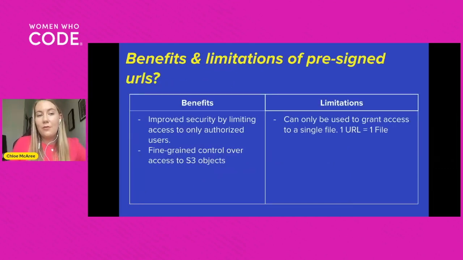The main benefit of pre-signed URLs is their ability to enhance security by limiting access to authorized users and reducing the need for additional authentication mechanisms. They also provide more fine-grained control over your S3 objects access. However, pre-signed URLs do have some limitations, and one of the main limitations is that they can only be used to grant access to or to upload a single file. So in other words, one URL would always be equivalent to one file.